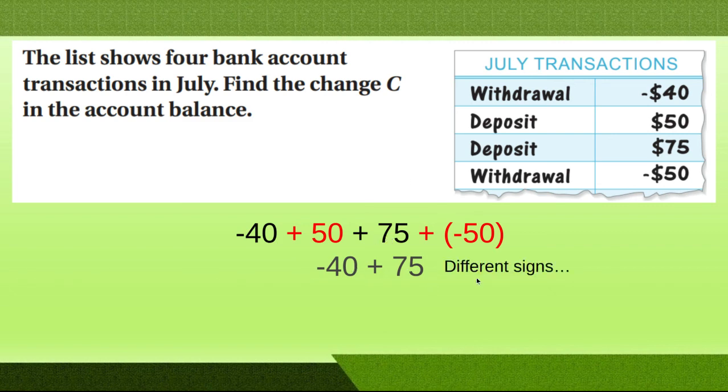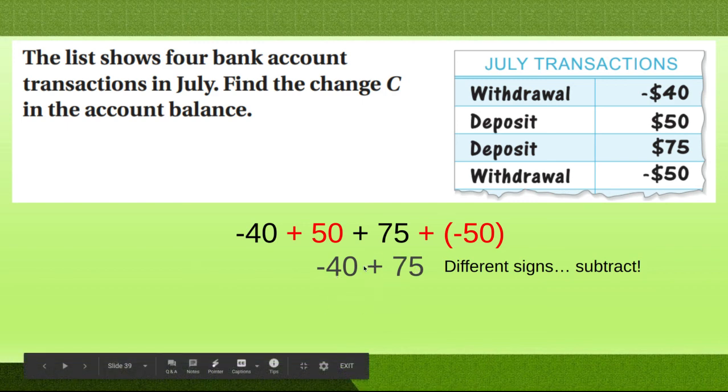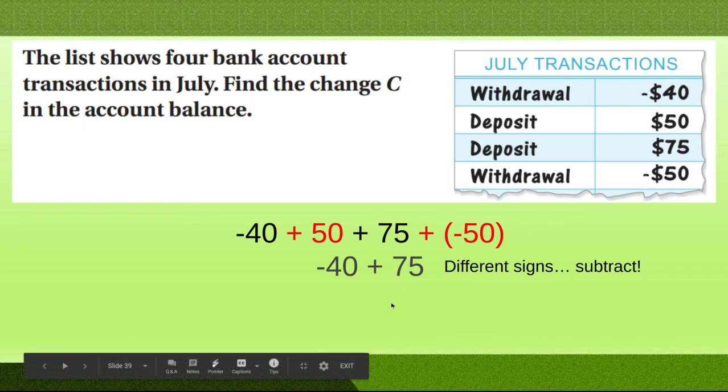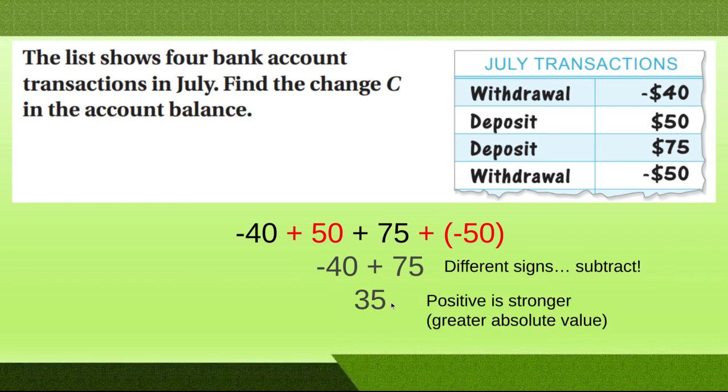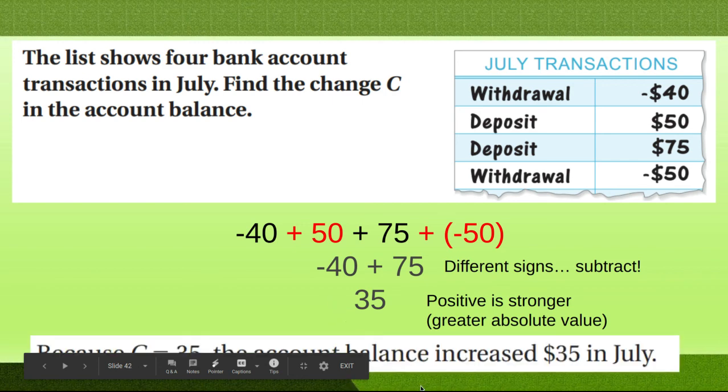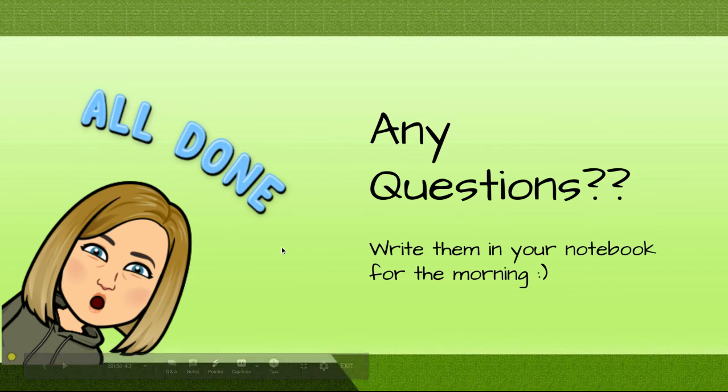And now we're adding two numbers that have different signs. So we have to subtract. Bigger number, 75, minus the smaller number when they're both positive. So we're looking at 40 and 75. Who's bigger? 75. So 75 minus 40 gives us 35. And then who wins the tug of war? The negatives or the positives? Who's stronger? Who has a greater absolute value? And the answer is the positives. So we have 35 because it has a positive or a greater absolute value. And then we have here, it said that the change would be it increased $35 in July.